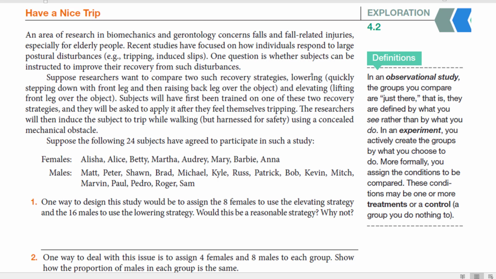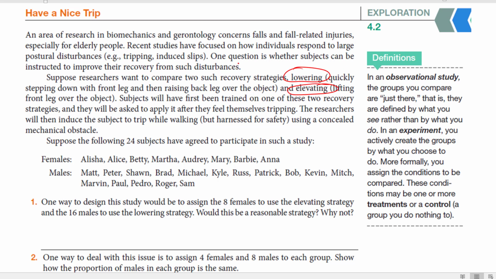So basically here they're saying that they just have these two strategies, the first called a lowering strategy, and the second called the elevating strategy. When they trip, they teach them one of the two strategies and they're trying to see if one of these strategies helps them from hurting themselves when they fall.